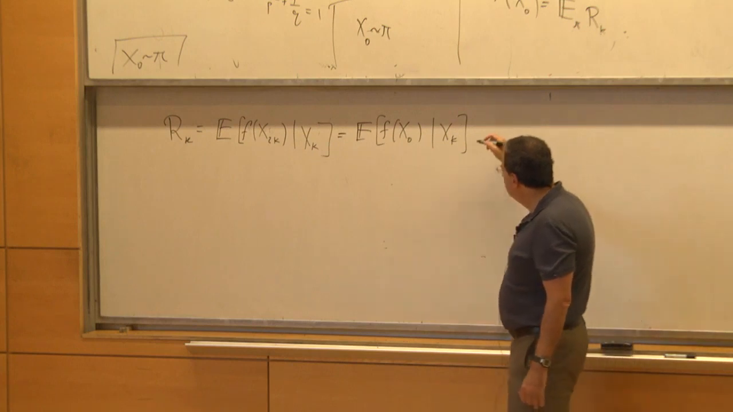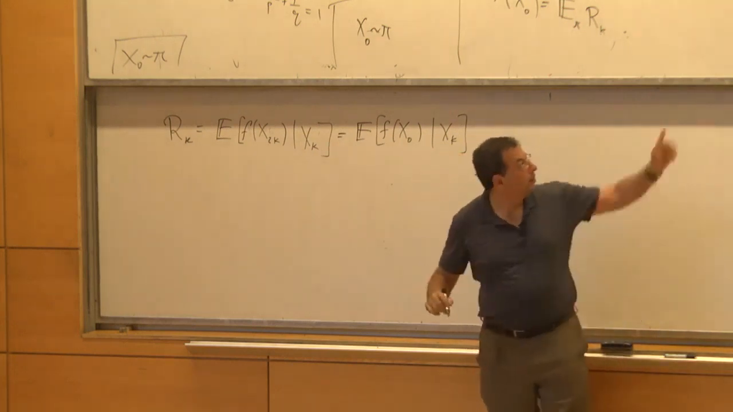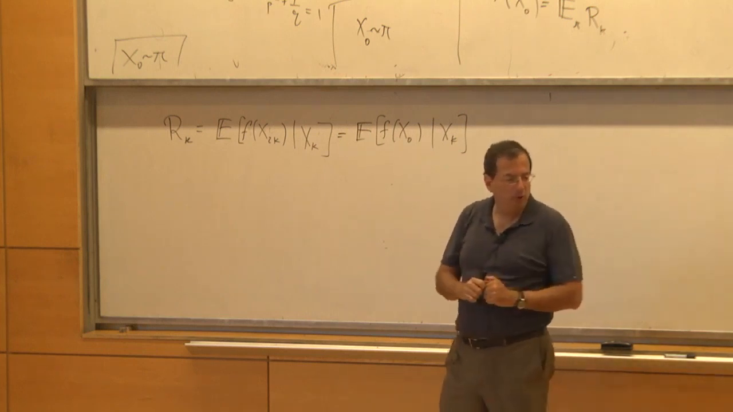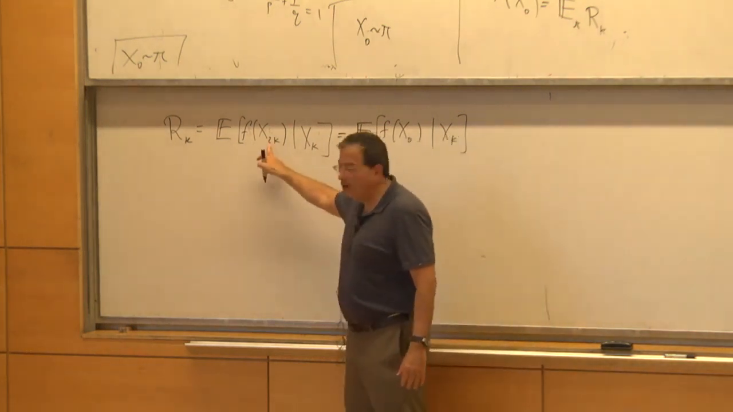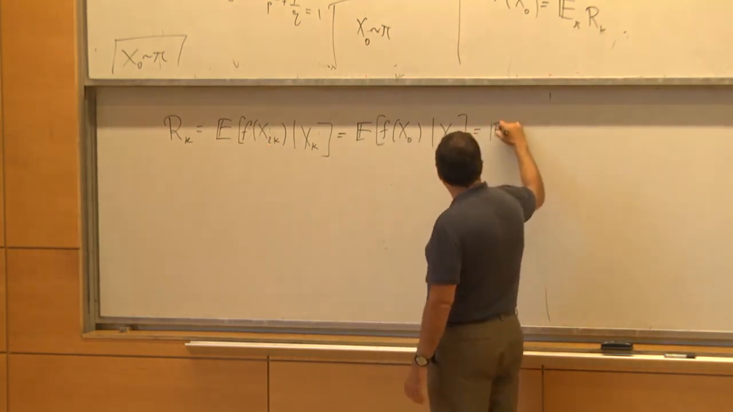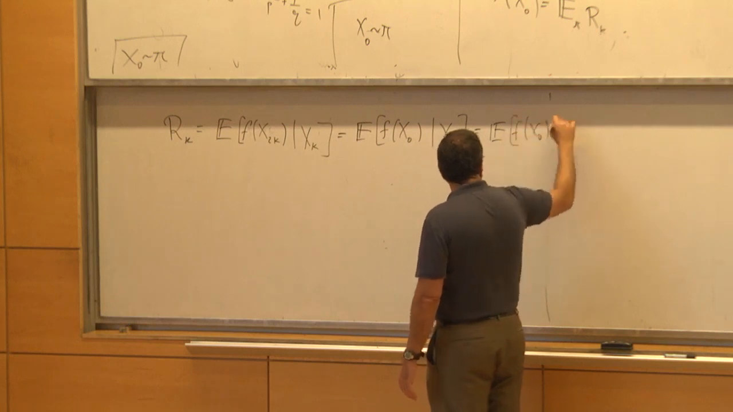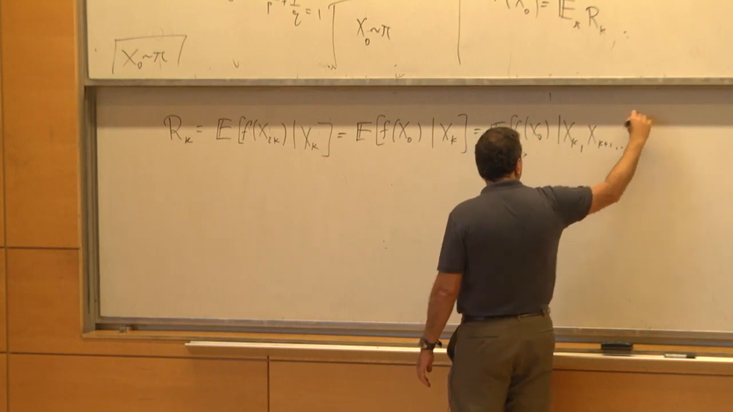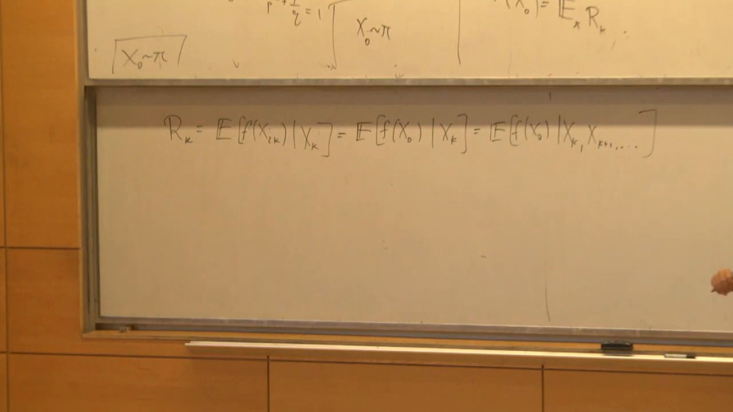Here we used reversibility. Reversibility means that running the chain forward has the same distribution as running the chain backwards. So the law of f of x0 given xk is the same as the law of f of x2k given xk. But now, using the Markov property, conditioning on xk is the same as conditioning on xk, xk plus 1, and so on, the whole future, because given xk, this future and x0 are independent.